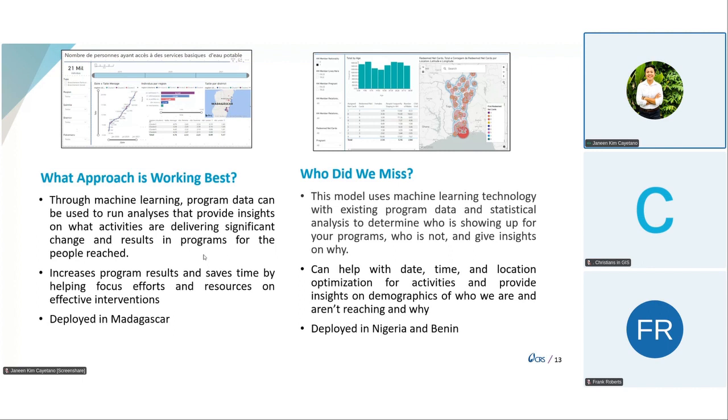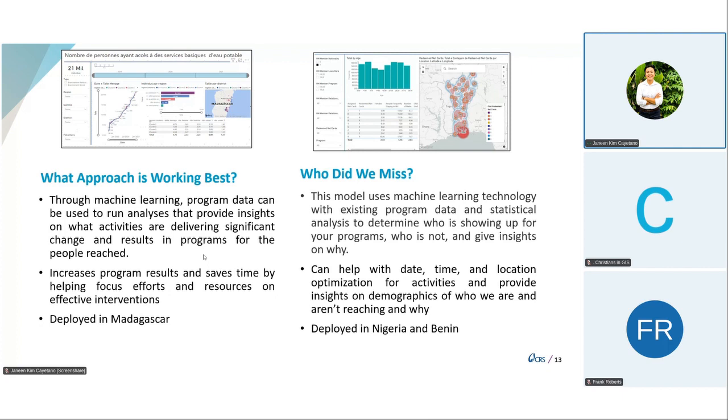And then another one is, who did we miss? So this is related to the malaria project that we did. We use the data as well, using machine learning technology and a hotspot map to use the program data and determine who is showing up for your project or programs and who is not. Give insights on why. So remember the household tracking, right?